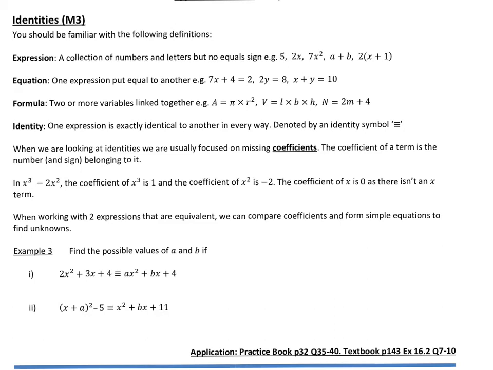This is a bit of a technical lesson in that we're looking at some of the words that we use in maths and trying to be a bit more official, I suppose, whenever we're speaking them. So an expression is a collection of numbers and letters with no equal sign. A lot of the time people will talk about an equation this and an equation that. But if we just have a series of terms like 5 or 2x or a plus b or 2 upon x plus 1, those are just expressions because they are terms without an equal sign.